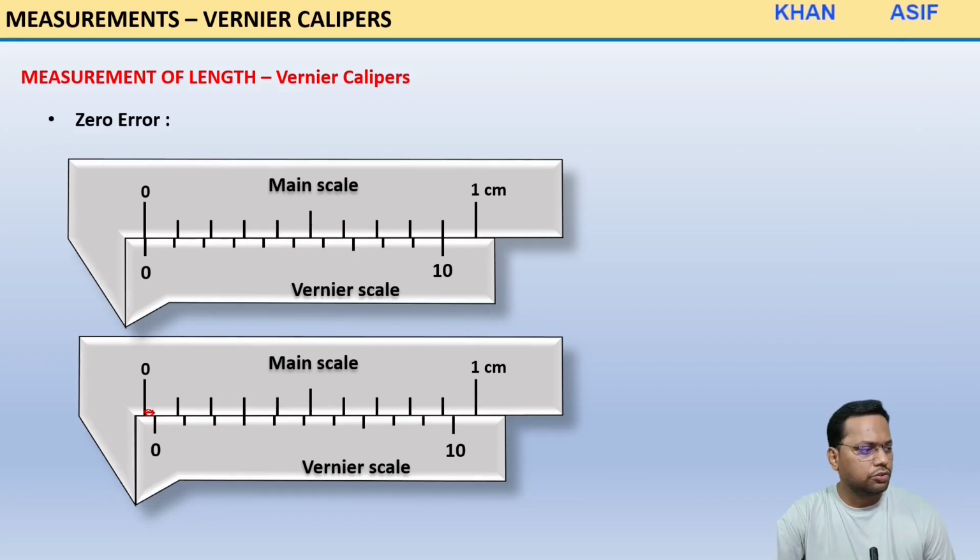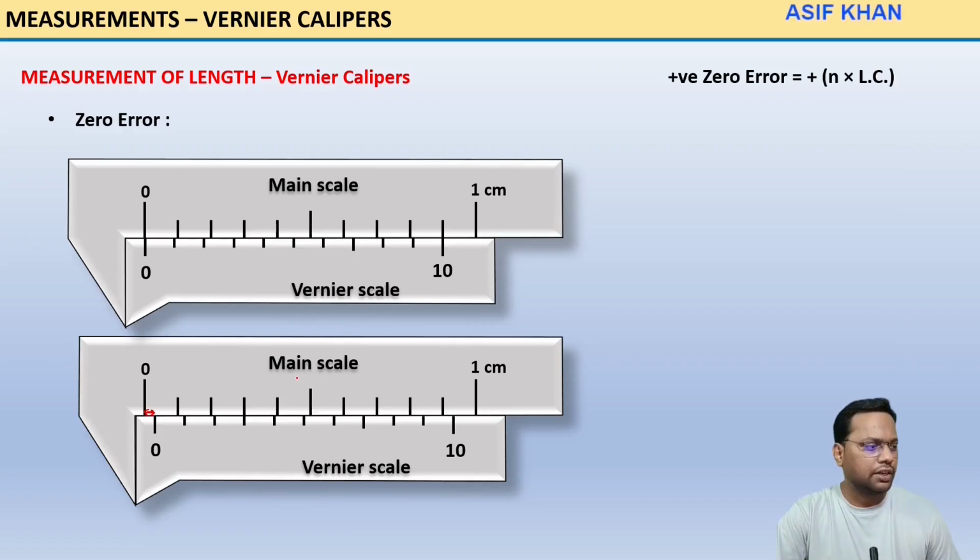So how do we find out this length? Just find out which division on the Vernier is exactly coinciding with the main scale, and then multiply it with the least count. That's what we did when we were learning the principle of the Vernier calipers. So here the positive zero error of this Vernier calipers is the division that is exactly coinciding. It can be any division. So here, for example, it is showing 1, 2, 3.